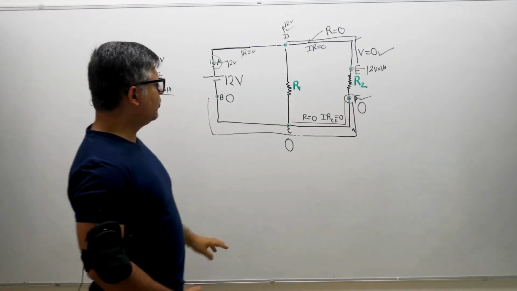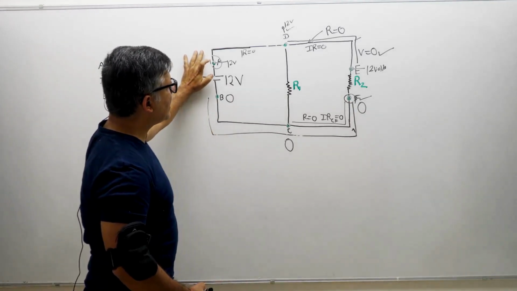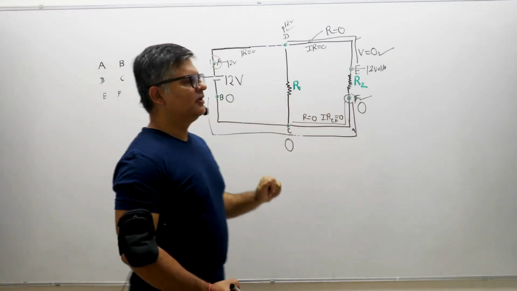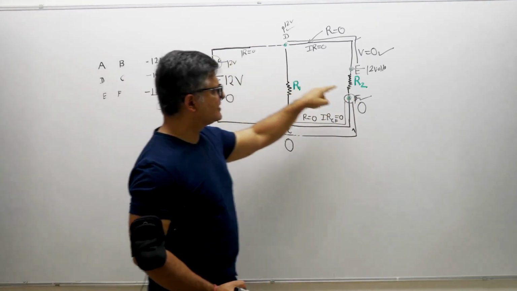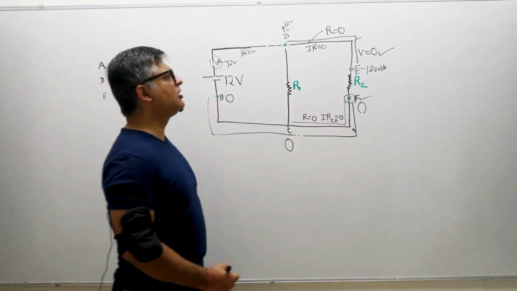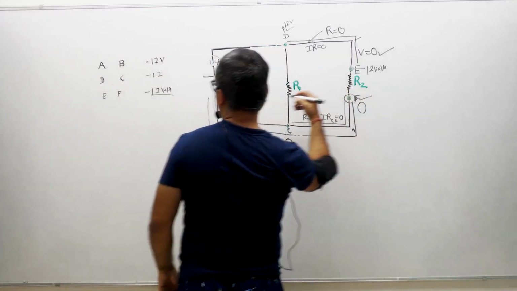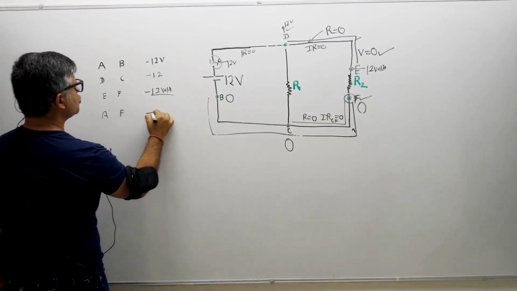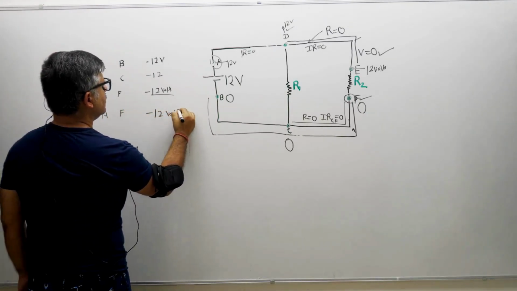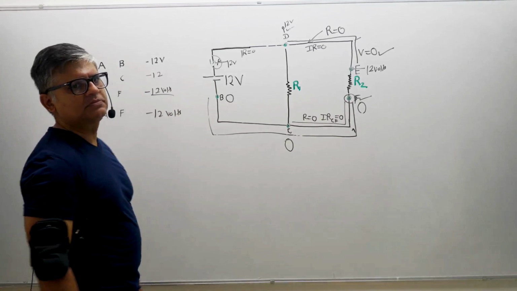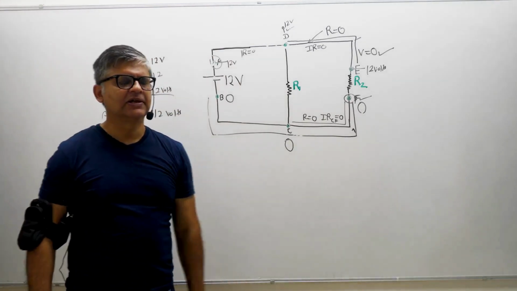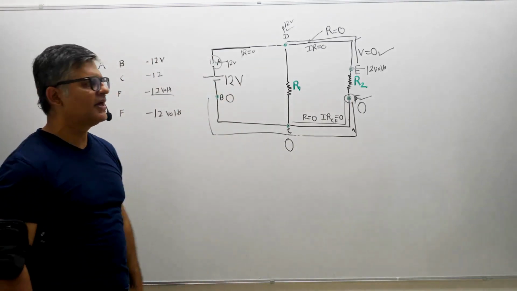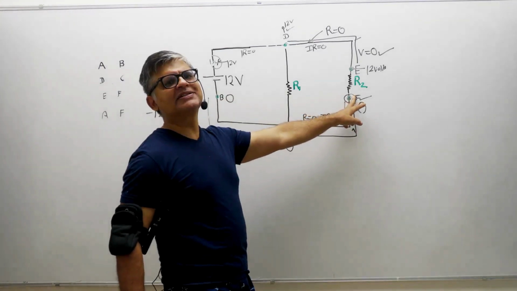Got it? So the potential from A to F: this is at 12 volts, this is at 0 volt. The potential drop is what? A to F is also minus 12 volts. There is a drop in potential. This is the difference between them, so the final potential is zero.